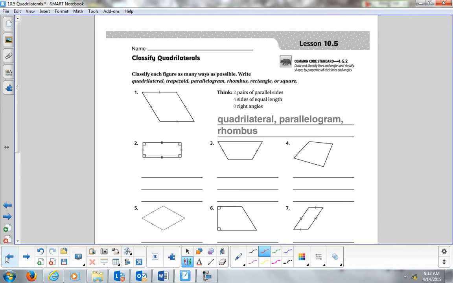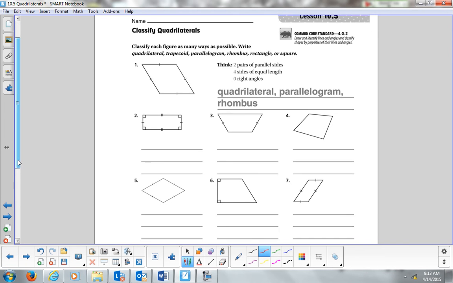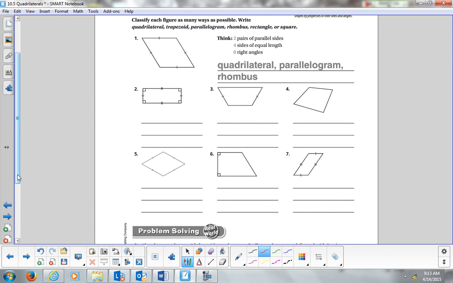Oops, homework. Alright, we're going to classify these figures in as many ways as possible. So all of these are going to be quadrilaterals, so that's always going to be one of them. Unless it's a triangle, then it's not a quadrilateral. But all of these are quadrilaterals, so you're going to have quadrilaterals on all of them.